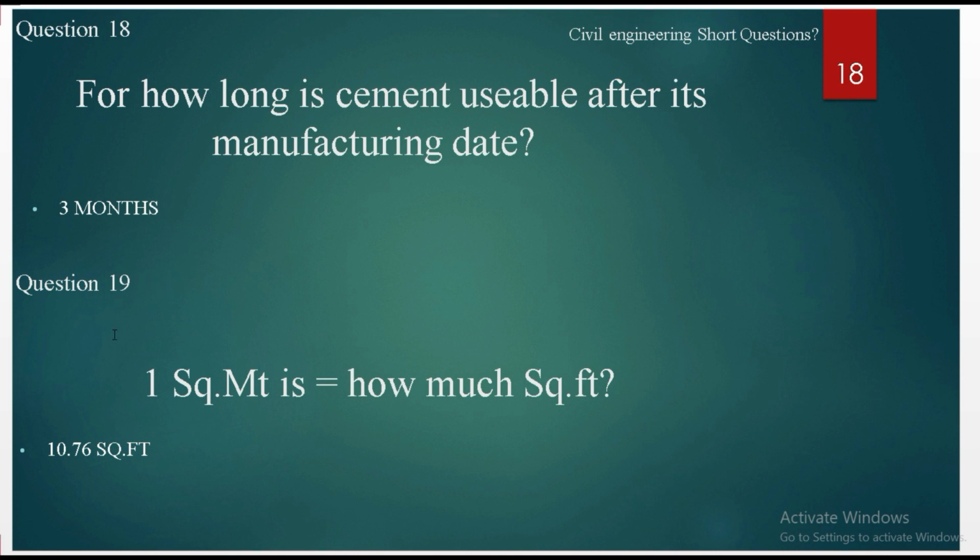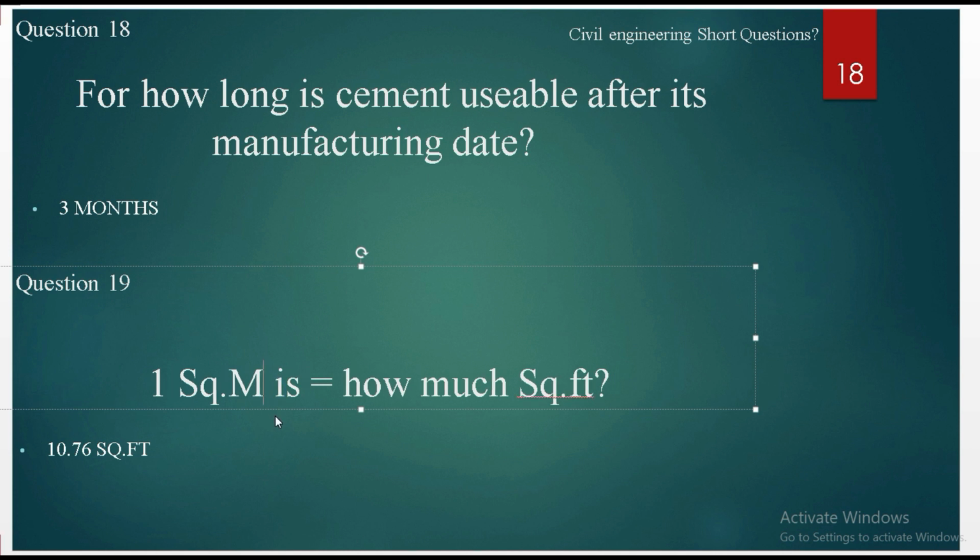Question number 19. 1 square meter is how many square feet? So it's 10.76 feet square. So 1 meter square is equal to 10.76 feet square.